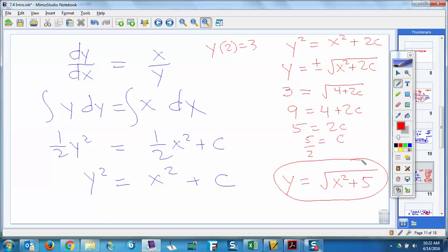So if I finish this one in the blue over here, if I do the square root, and I won't put the minus one because I know, now I've got x squared plus c. Now if I put my initial condition in, I get 3 equals square root of 4 plus c. Square both sides, I get 9 equals 4 plus C, so C equals 5, and then I put that back right there. Same thing. So you should get the same thing either way at the very end.